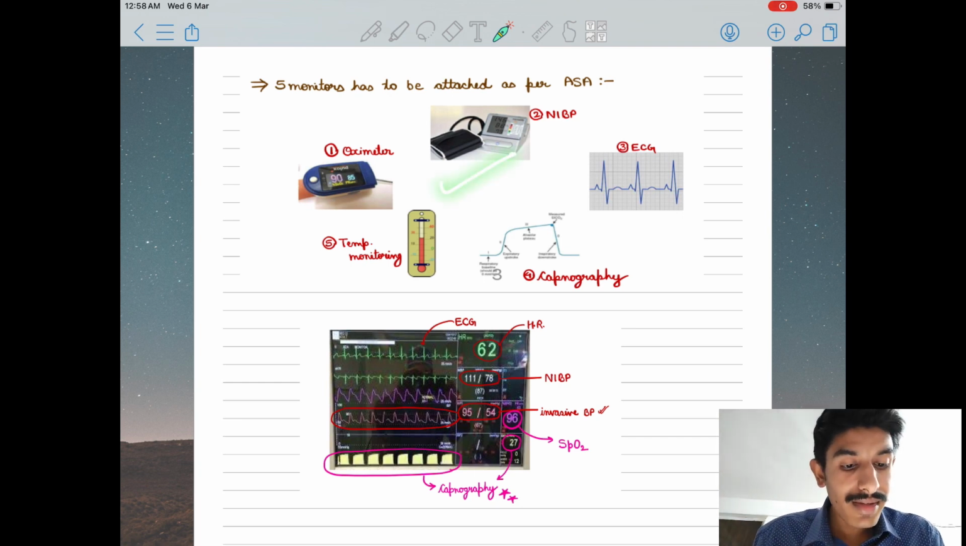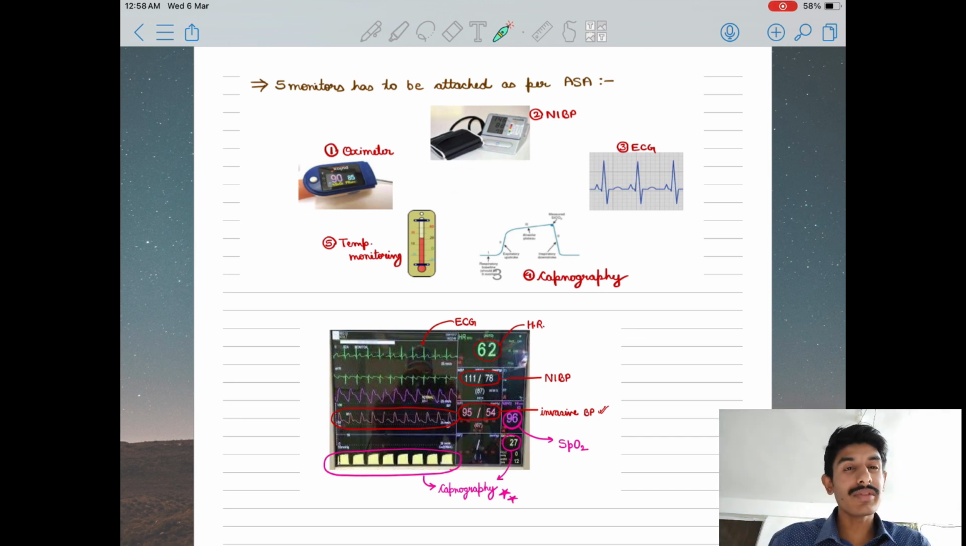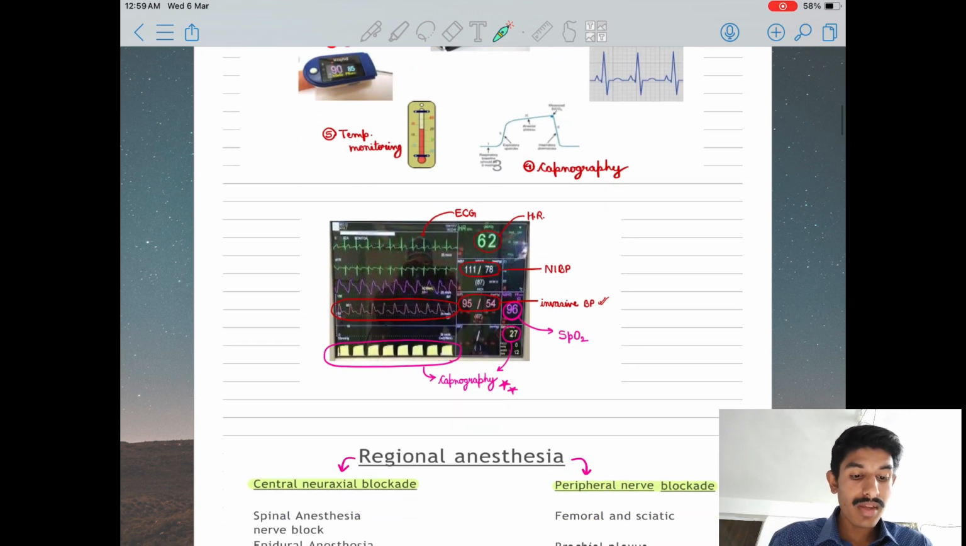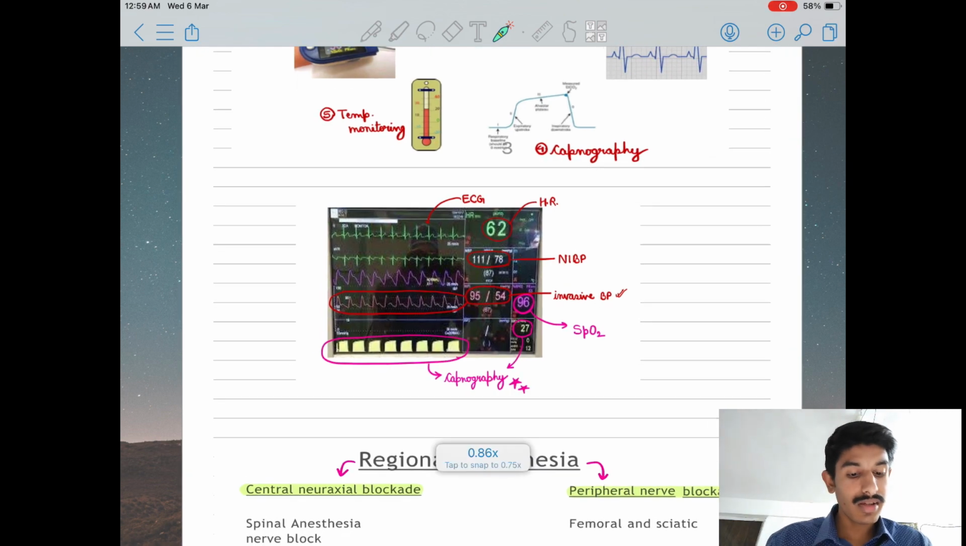Then we use a non-invasive blood pressure machine, which most families have in their homes. ECG monitors the heartbeat, then the body temperature, and the capnograph. The capnograph is usually used for CO2 output in our body. All of these parts are attached to our body, and we can see all things on the monitor in our anesthesia room.